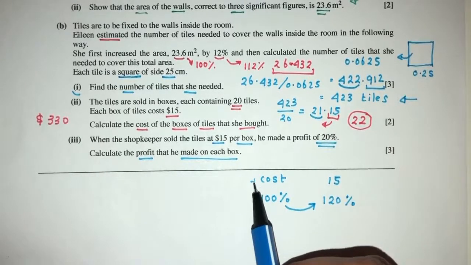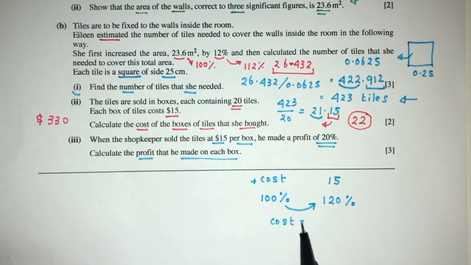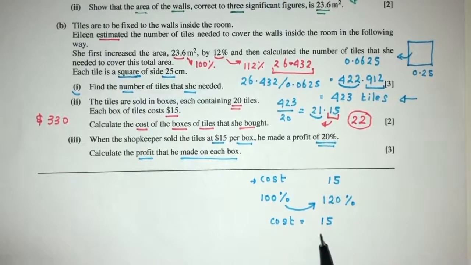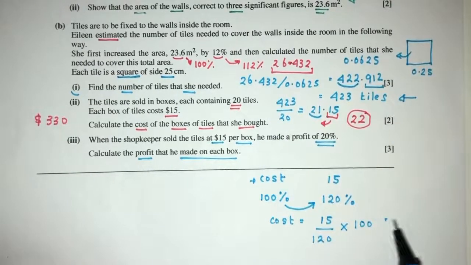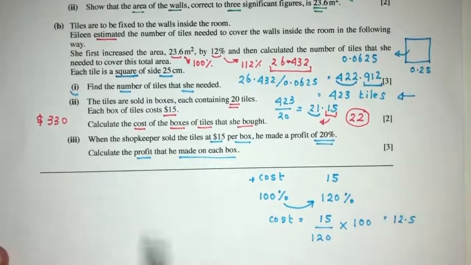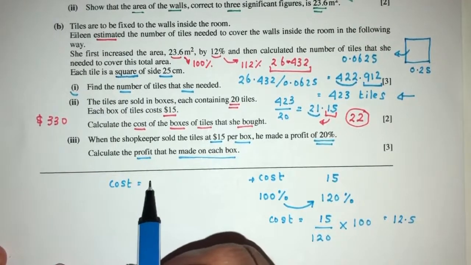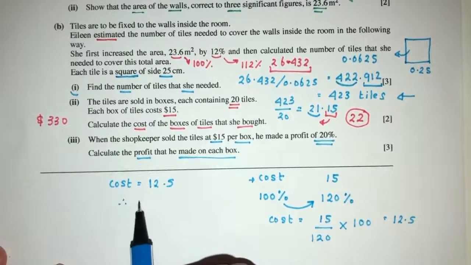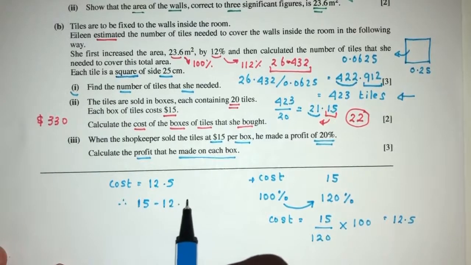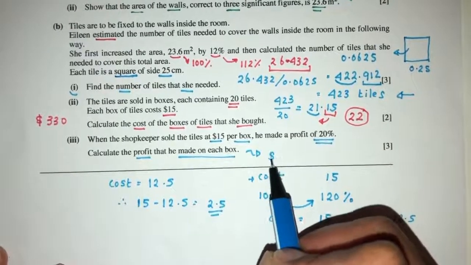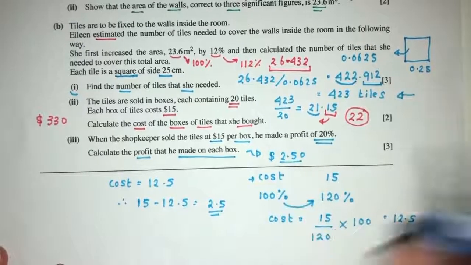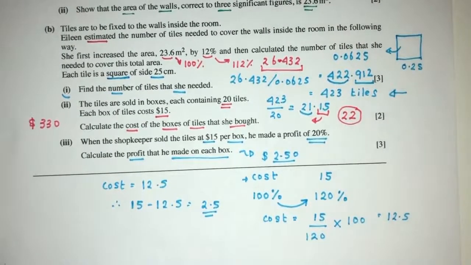So let's first find the cost. The cost will be 15 divided by its corresponding percentage times the desired percentage. That will be 15 divided by 120 times 100. That will be 12.5. So basically the cost at which he bought was $12.5. So we conclude the profit will be the selling price minus the cost. That has to be $2.5. Here you go. This will be $2.5, the profit that he made on each box. That will be question number 7.